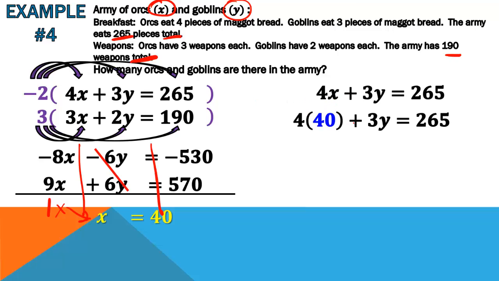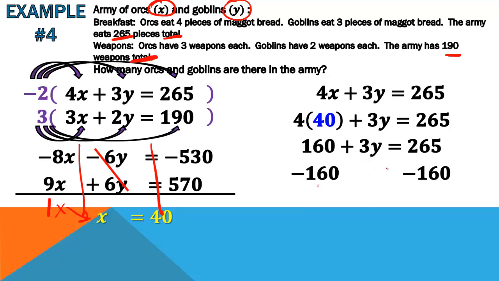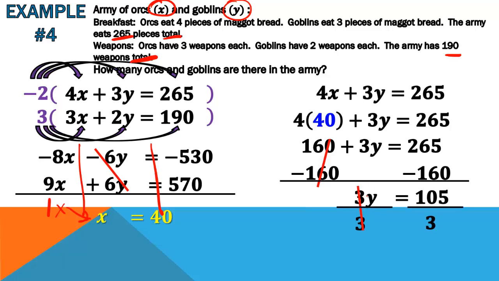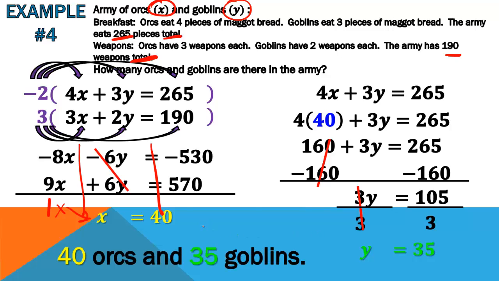4 times 40 is 160, plus 3y equals 265. Subtract 160 from both sides. You get 3y equals 105. Divide everything by 3, and you get y equals 35. So there are 40 orcs and 35 goblins in the army.